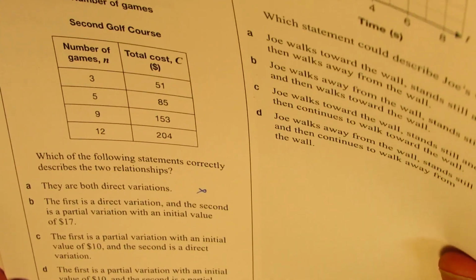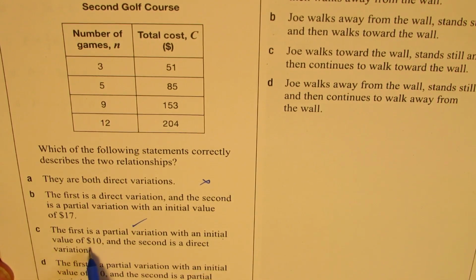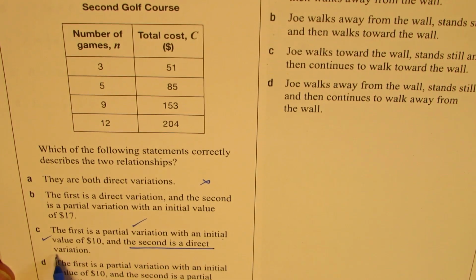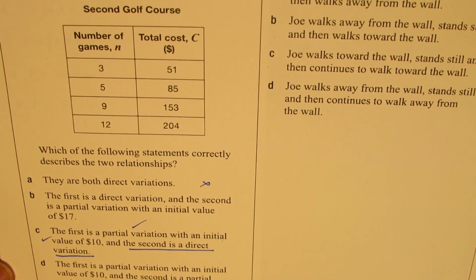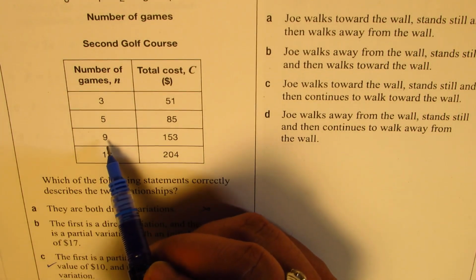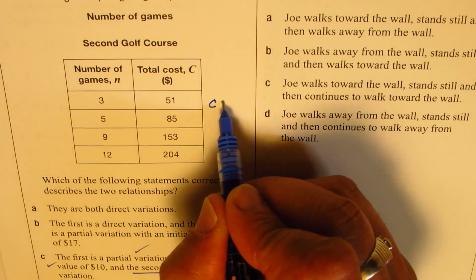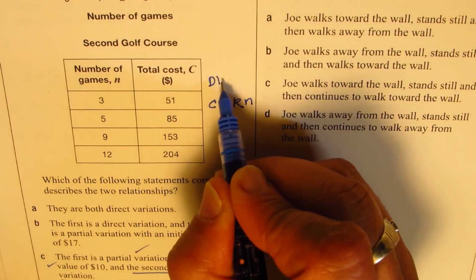Now part C is, the first is partial variation, that's correct. With the initial value of $10, that is also correct. And the second is a direct variation. Now, we need to check this, whether the second is a direct variation or not. How do you check it? Well, here is the simplest way to do. Direct variation means that cost is equal to some constant times n, right? That is direct variation.